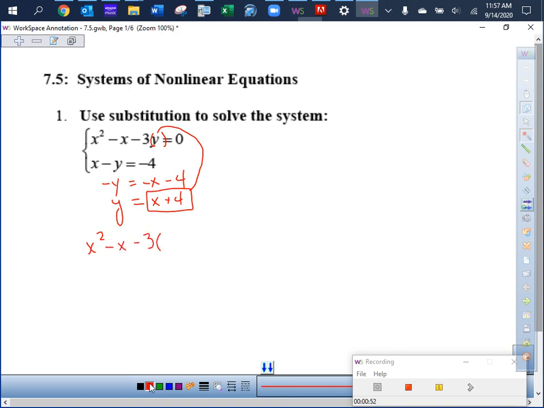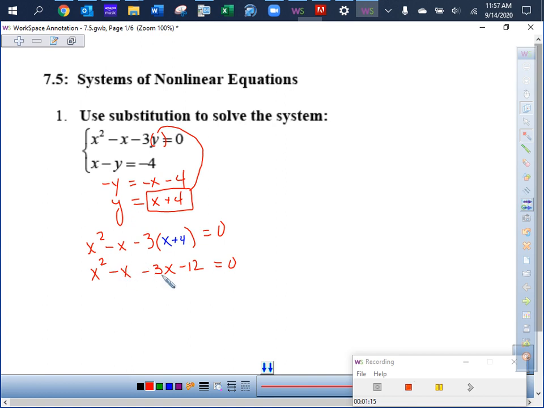And now we'll have some fun. Distribute the -3. And your most favorite thing in the algebra world is going to come right back and greet you today. This is a quadratic equation, and we'll need to solve it.